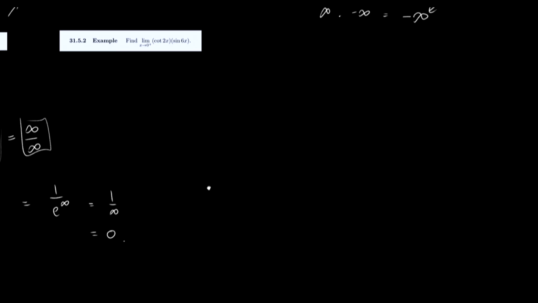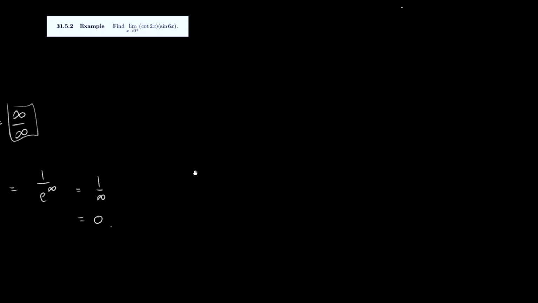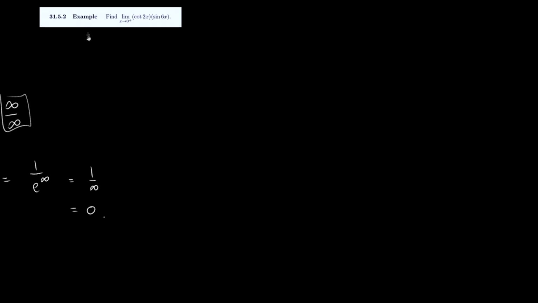Now we've got the final one. This one's a little bit more advanced. So this would be maybe high school. Very likely in university, by the way. But maybe high school, maybe. I don't know. Anyway, we're approaching 0 from the right-hand side. So let's write that. x is approaching 0 from the right. And then we have cotangent 2x times sine 6x.